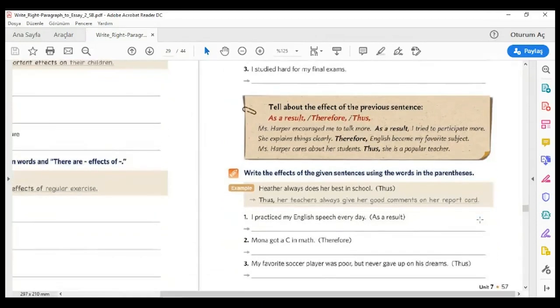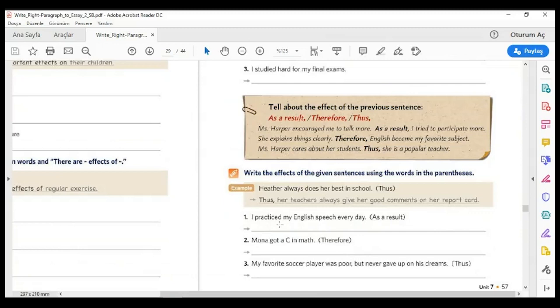Now, this is the last activity. Write the effects of the given sentences using the words in the parentheses. The word parentheses means brackets. So you're going to use the words in brackets to start the second sentence. For example, Heather always does her best in school. So your second sentence must start with thus, comma, don't forget the comma. Her teachers always give her good comments on her report card, full stop. So you will do these three now.